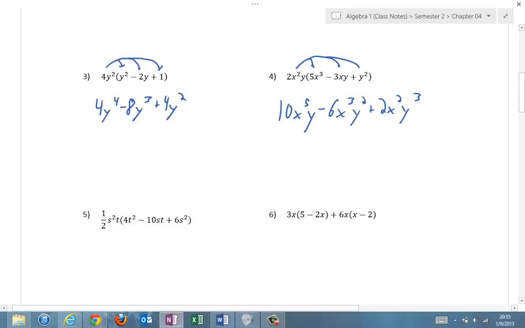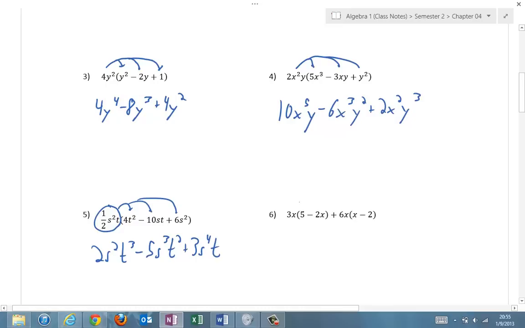Number 5, we have the 1/2 s squared t as our monomial. That is going to get multiplied by each of the three terms in the trinomial that follows. So again, distributive property. 1/2 times 4 is 2. S squared, just s squared, and then t times t squared is t cubed. Minus 5 s cubed t squared plus 3 s to the fourth t.